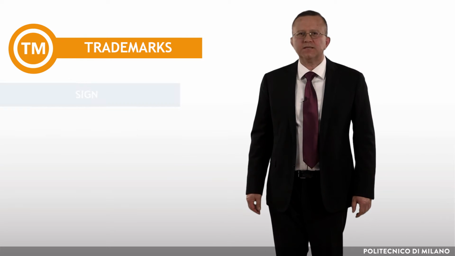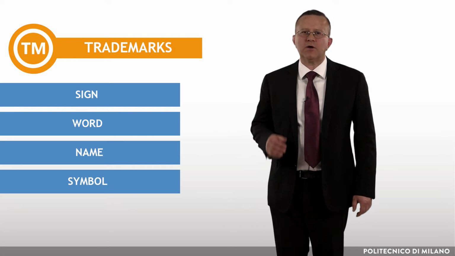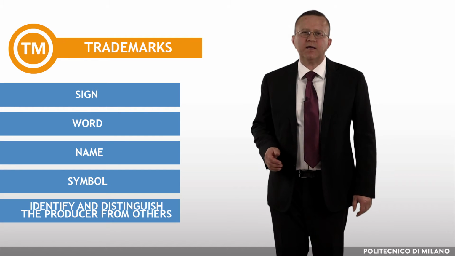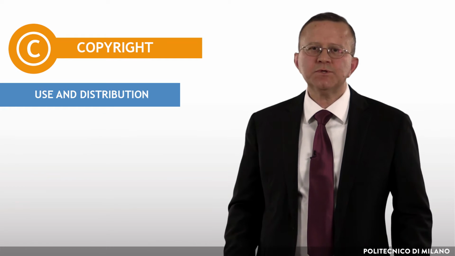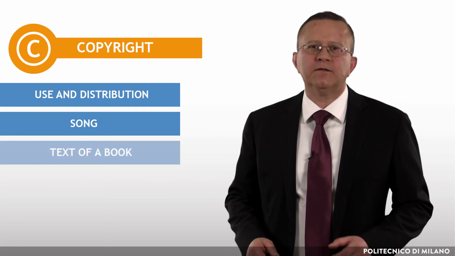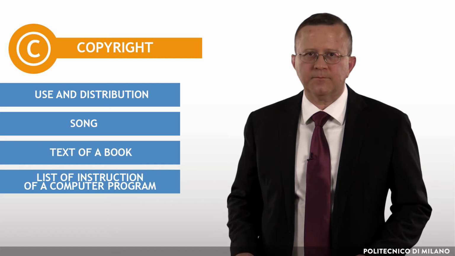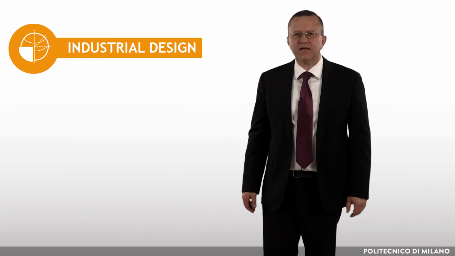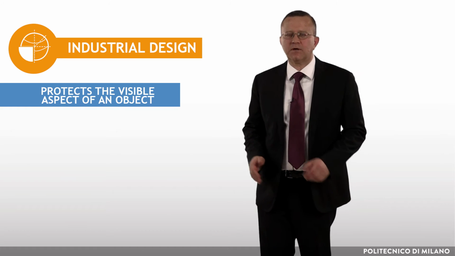A trademark is a sign, normally a word, a name or a symbol, to be placed on a product to identify and distinguish its producer from others. Copyright grants the creator of an original work exclusive rights to its use and distribution. It is used, for instance, to protect a song, the text of a book, and also the list of instructions of a computer program. An industrial design protects the visible aspect of an object, like its shape, contours, and color.